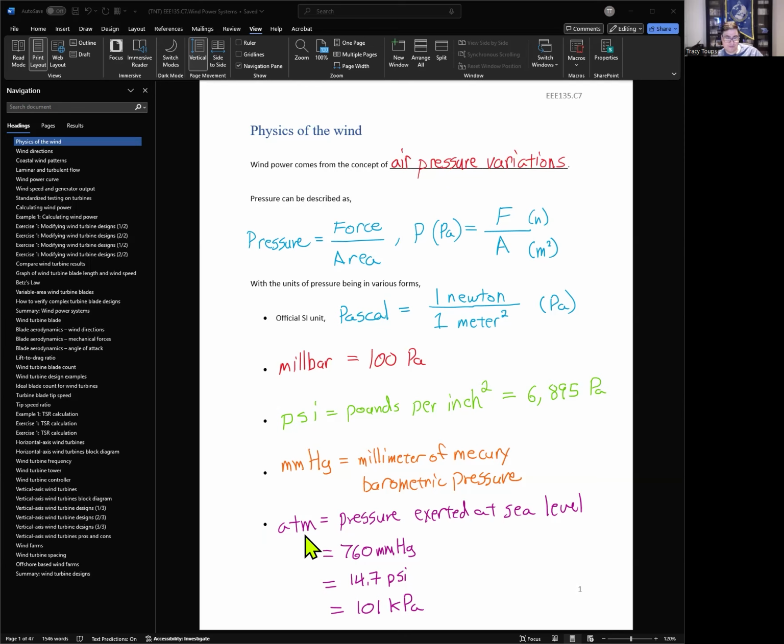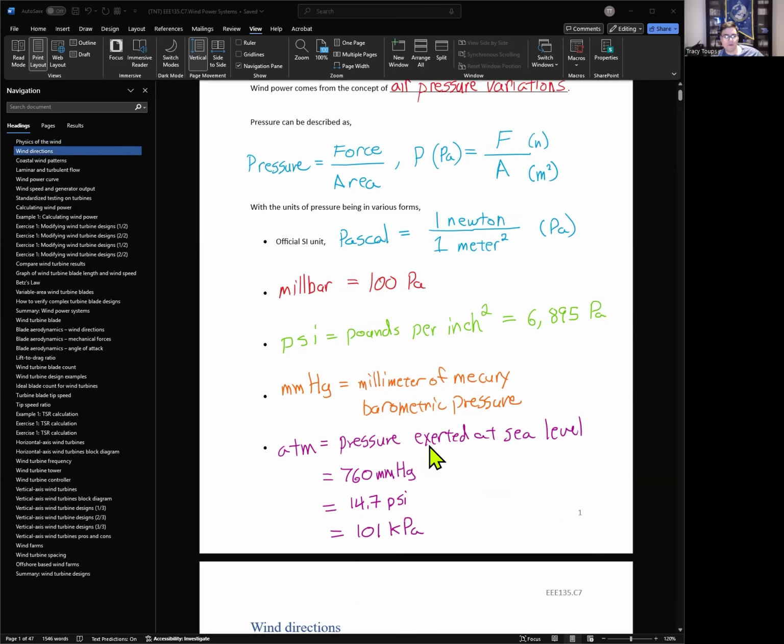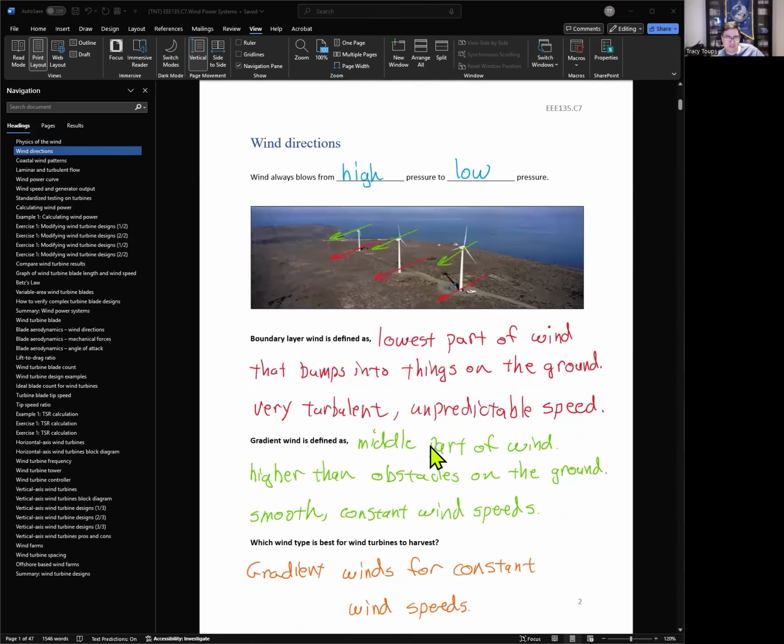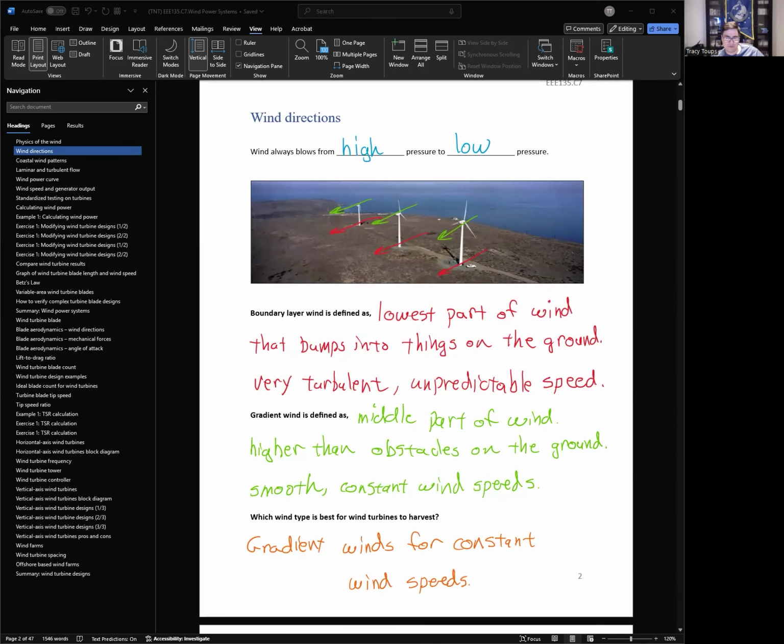Now, converting an ATM: 1 ATM is 760 millimeters of mercury, or 14.7 psi, or 101 kilopascals. 14.7 psi is probably a more common number. Some of you have probably heard it somewhere in your lifetime. That is the pressure at sea level, or 1 atmosphere. So you're probably burning your brain: 14.7 psi is sea level pressure. If you ever need to look at some instrumentation, that's what you'll typically see.